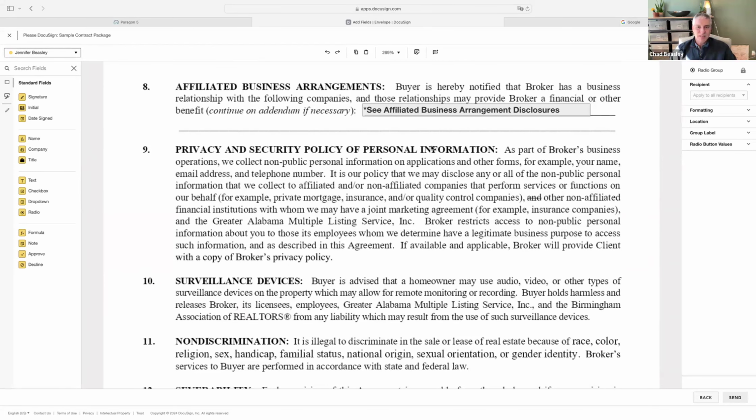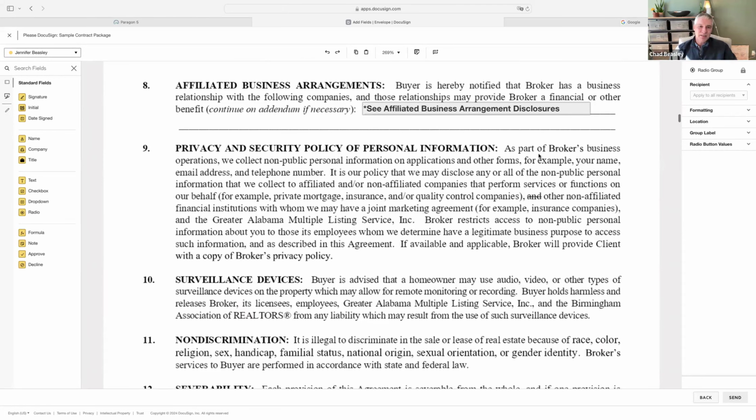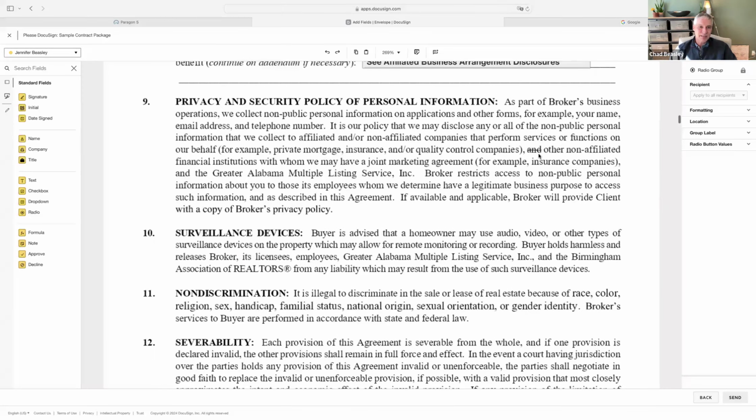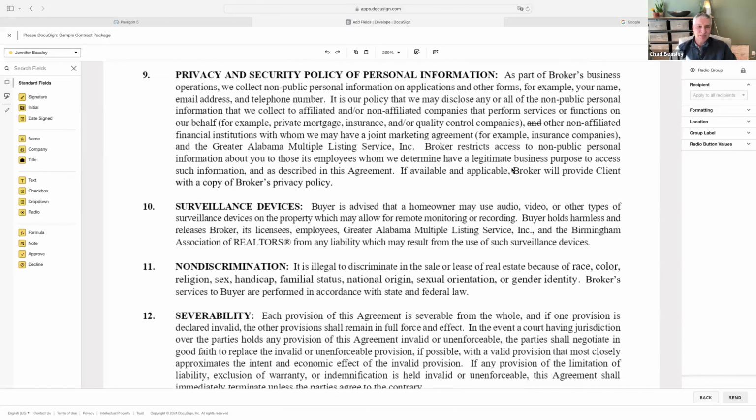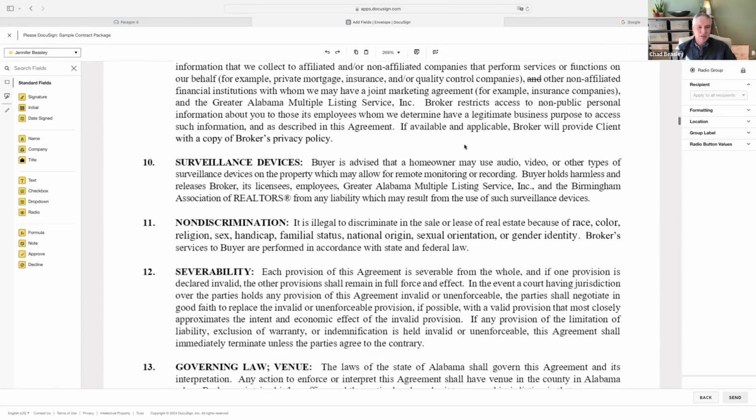Affiliated business arrangements. I just put in this. It just talks about the buyer is hereby notified that the broker has a business relationship with the following companies. I just put C, affiliated business arrangement disclosure, because we have a disclosure that just tells the different companies that EXP has a relationship with that they might get compensation. Privacy and security of policy of personal information. This is just saying that you and the brokerage are not going to share their information with anybody.